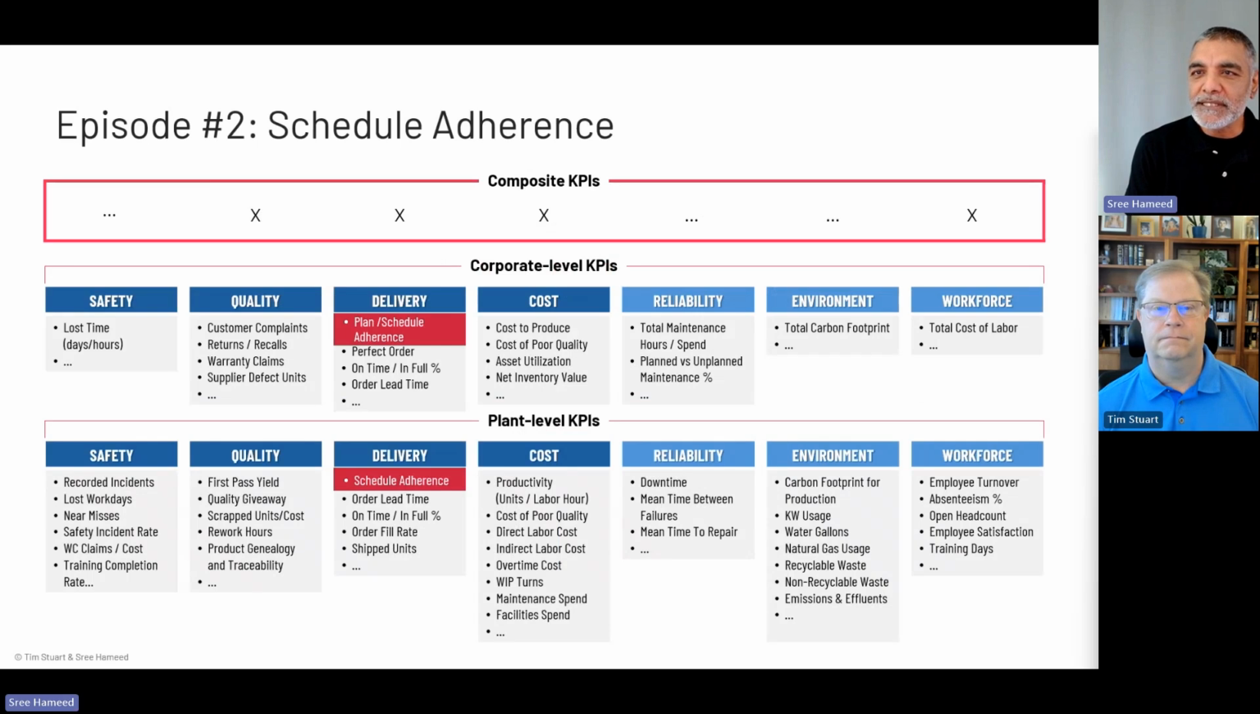Cost and schedule adherence are often the top two KPIs for manufacturing. Schedule adherence is measured at both the corporate level and the plant level. At the corporate level, it is viewed in the context of adherence to the supply chain plan. And at the plant level, it's focused on adherence to the schedule, which can be measured by shift, day, or week. We think of schedule adherence as a composite metric, seeing as how it is highly interdependent with other operational metrics, both at the supply chain level and the plant level.